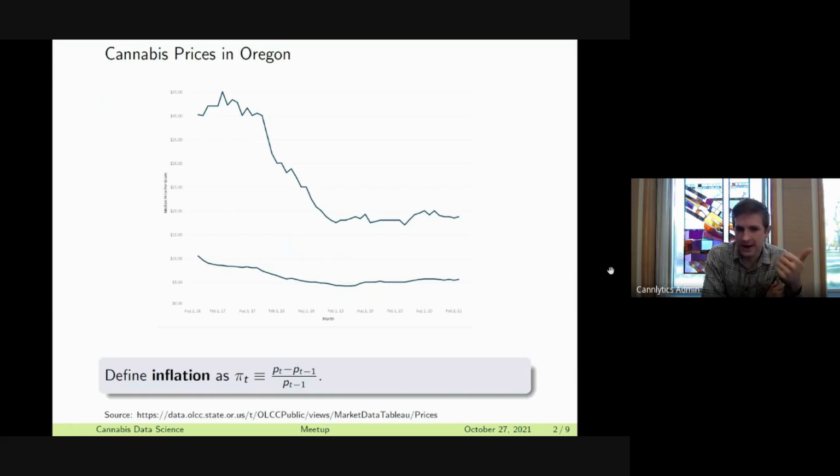One thing we're going to look at is prices. In the past, we looked at prices in Oregon, and we tried to estimate the output and prices in Oregon. Remember, we were looking at inflation, and we can simply define inflation as the change in prices from today to yesterday divided by yesterday's prices. So we'll be interested in inflation as well as output.